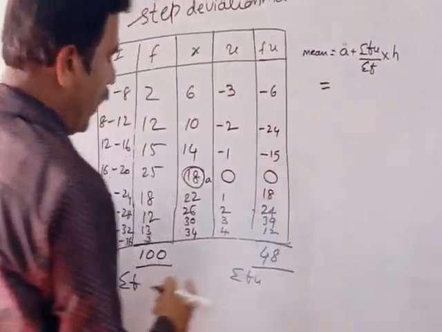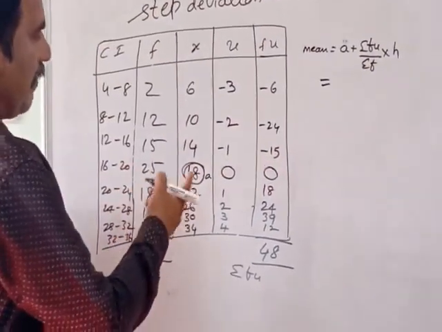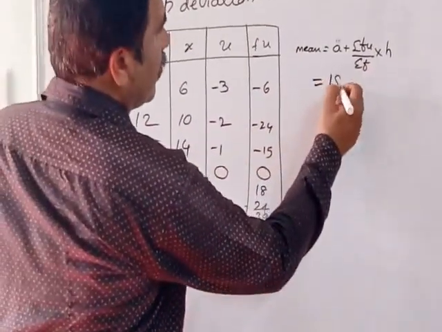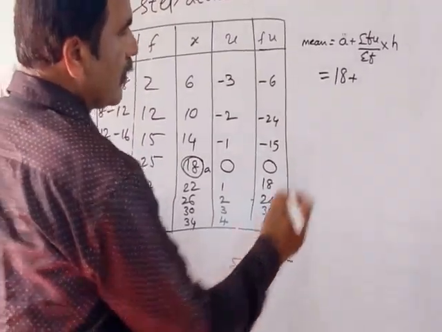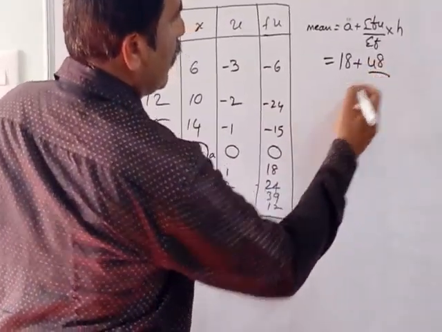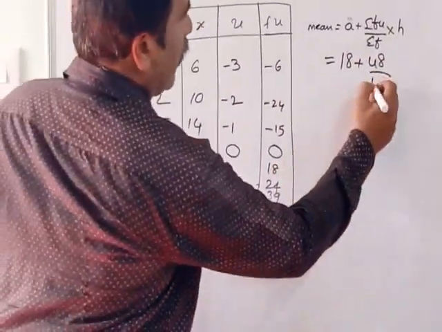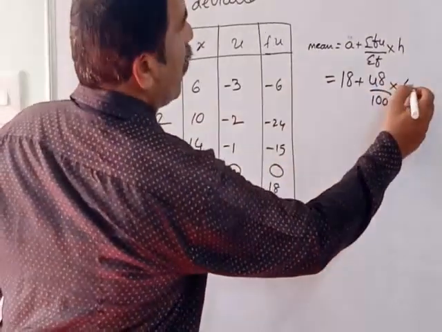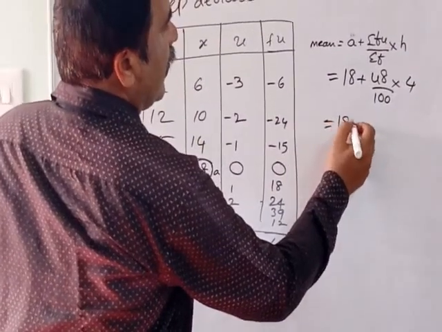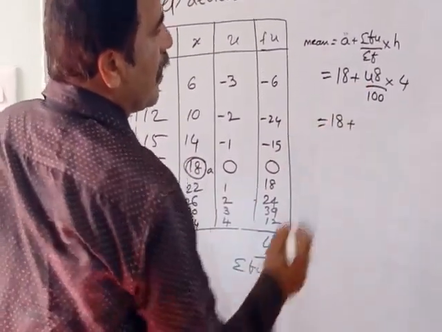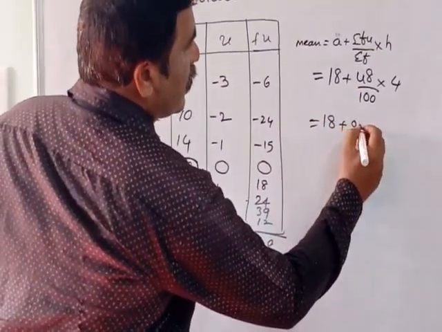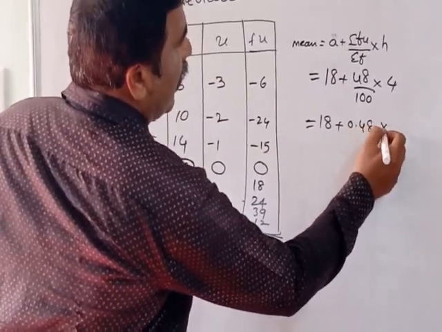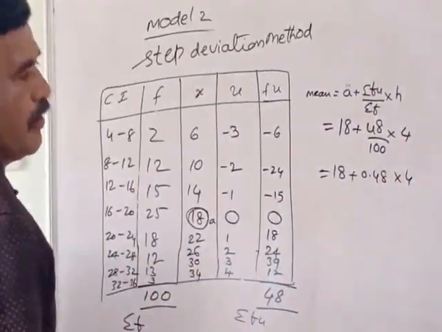Now simplify the values. Substitute the A value, how much? 18. Sigma fu, how much is coming? 48. Sigma f, how much? 100, into class size 4. Now this 18 plus 48 by 100 is nothing but 0.48 into 4.